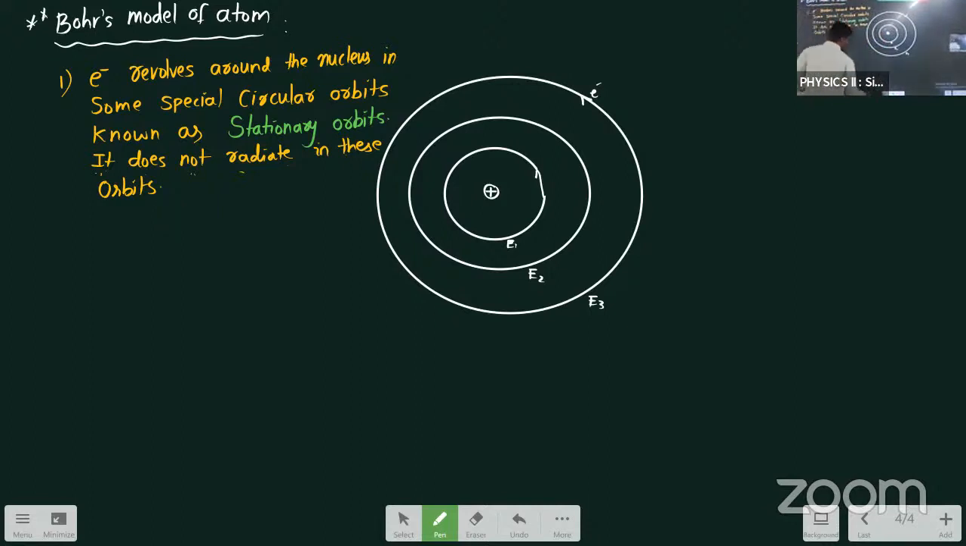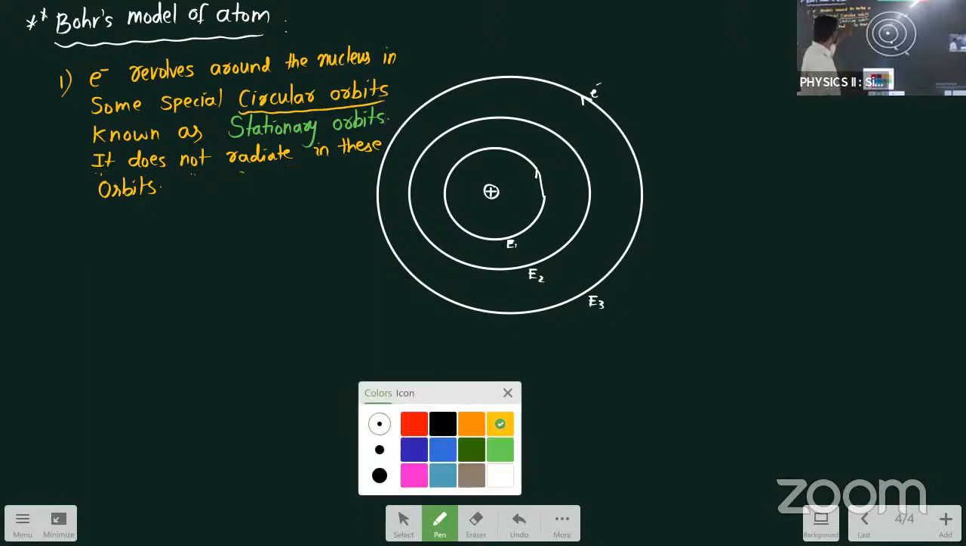Remember this. Which orbit is he talking about? He is talking about the circular orbit. Special circular orbit known as what? Stationary orbit, in which it does not radiate any energy. So it does not radiate in this orbit. So the defect of the Rutherford model: what did the Rutherford model say? That the electron is accelerating around the nucleus.